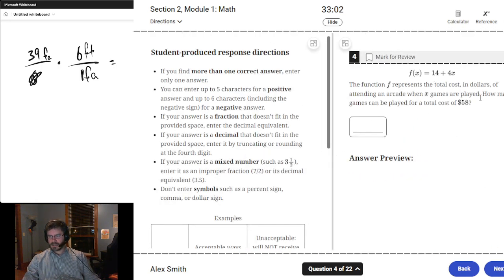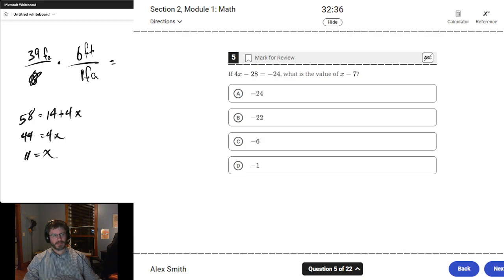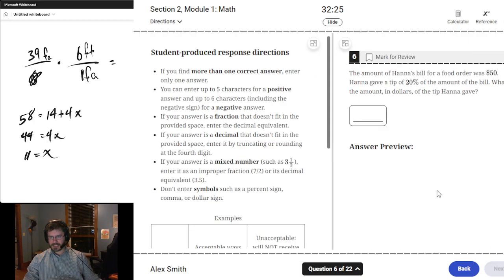Linear function again. How many games can be played for a total cost of 58? So f is the cost, so that's 58 equals 14 plus 4x. Subtract that over, we get 44 equals 4x, dividing by 4 is 11. Okay. Let's see, we got a linear function again. What is the value of x minus 7? You'll notice that 4x minus 28 is exactly 4 times that. So dividing by 4, we get negative 6.